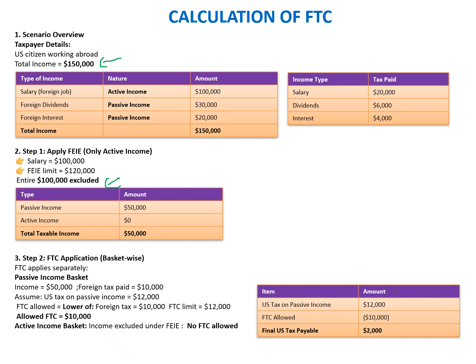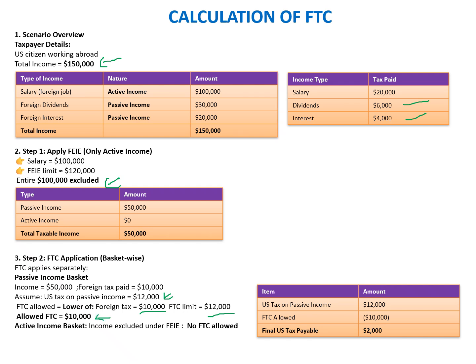So FTC application is basket wise. FTC applies separately on the passive income, and foreign tax paid is 10,000, which is the sum of 6,000 plus 4,000. Assume the US tax on the passive income is 12,000. So we have the foreign taxes paid as 10,000 and taxes in the US as 12,000. So our limit is the lower of the two, so lower of foreign tax or the FTC limit, which is 12,000. So allowed is 10,000.